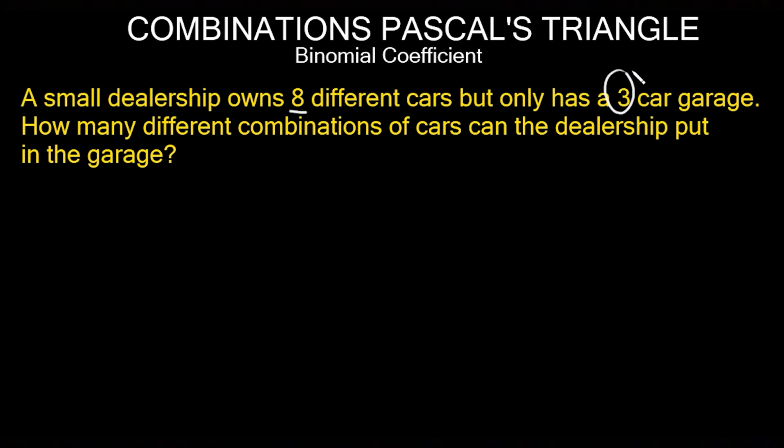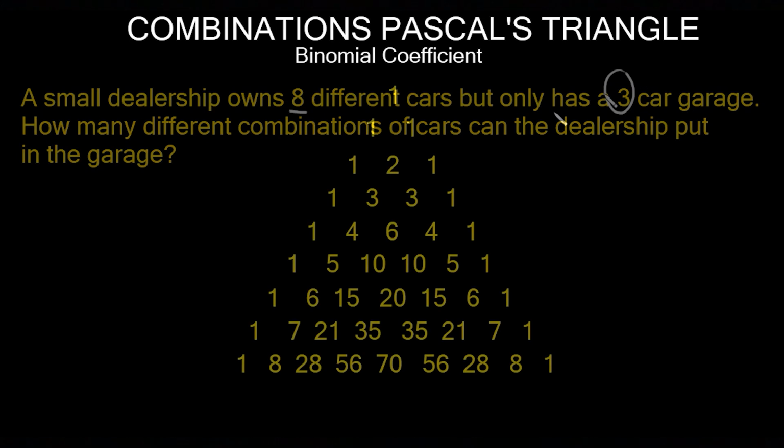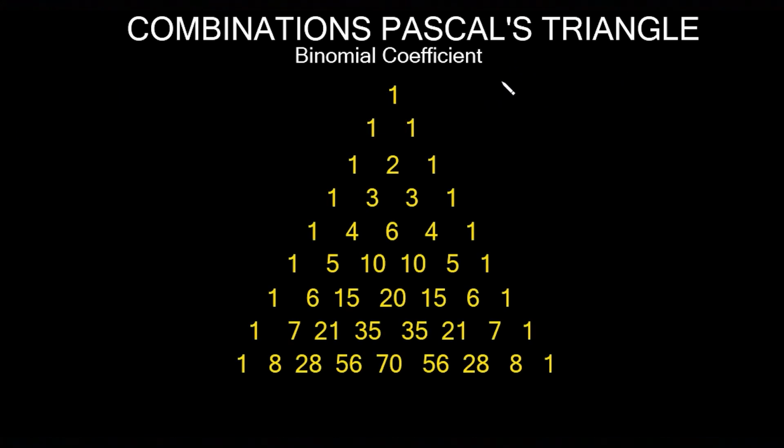So we're going to go back to Pascal's triangle and solve this problem. So let's go ahead and pull up Pascal's triangle again. So here we are at Pascal's triangle again, and the total was 8, and we're going to choose 3, okay? So again, he has 8 total cars, and he has a 3-car garage right here, okay? So use your diagonal. I'm going down.